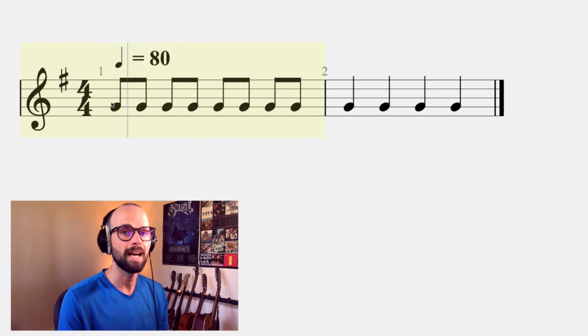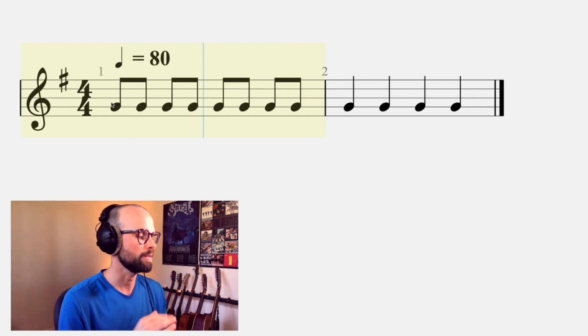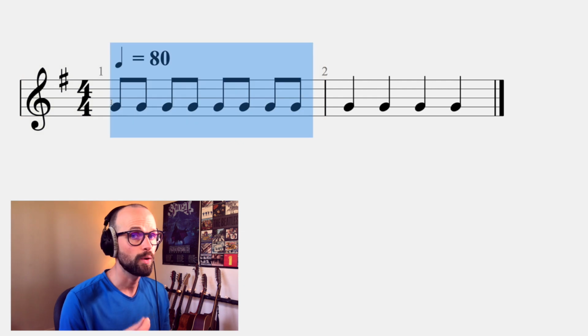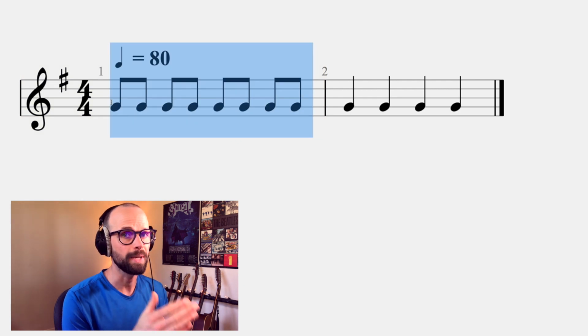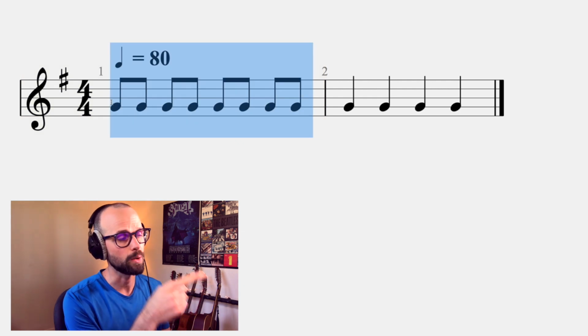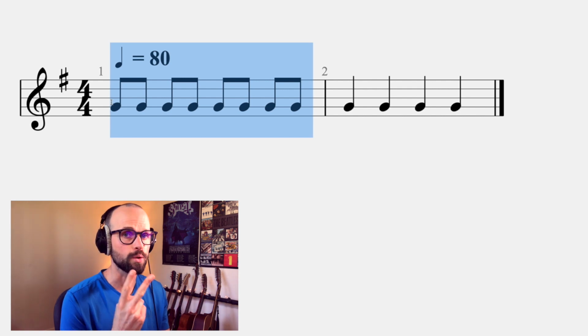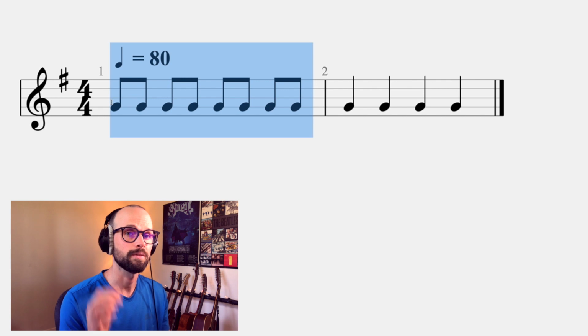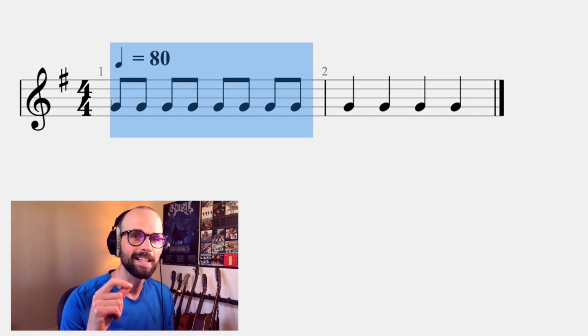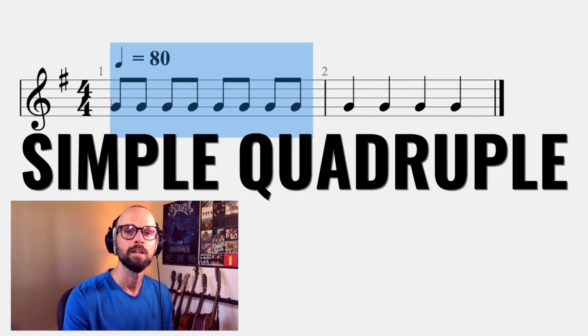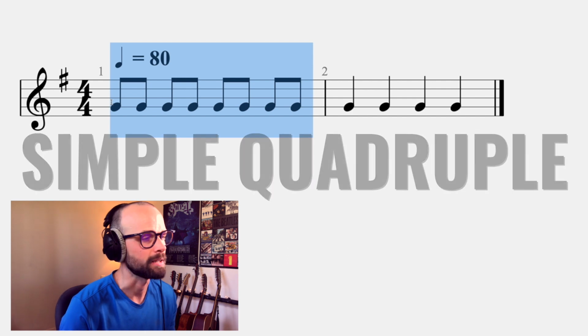The count is 1 and 2 and 3 and 4 and 1 and 2 and 3 and 4 and. So in 4/4, our quarter note beats can be subdivided or split into 2 eighth notes. Which brings us to our first fancy term, in that 4/4 is what is known as a simple quadruple time.